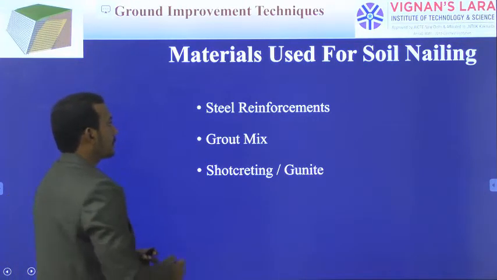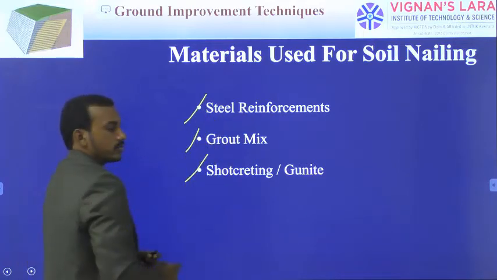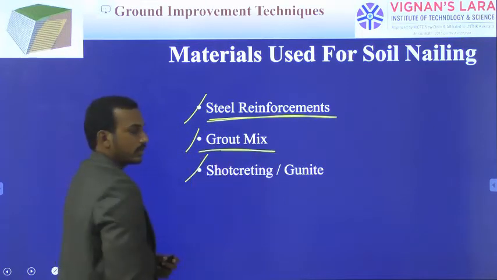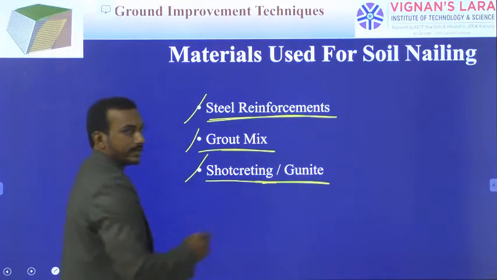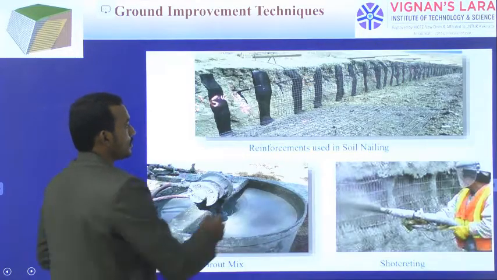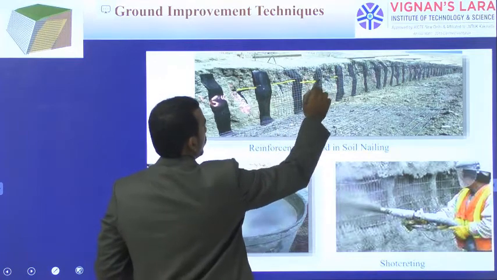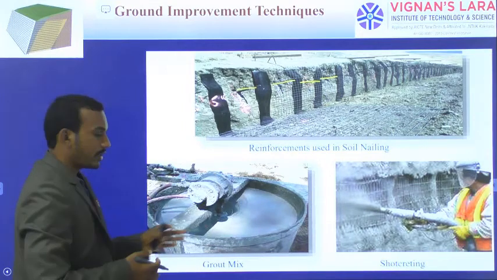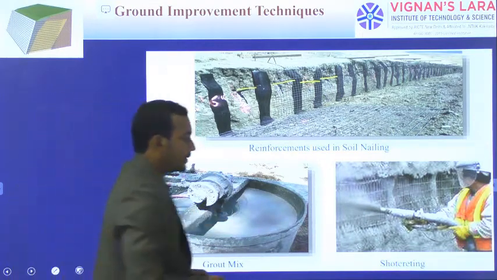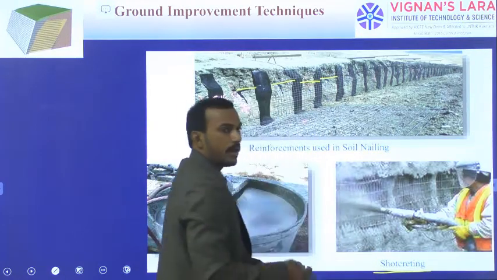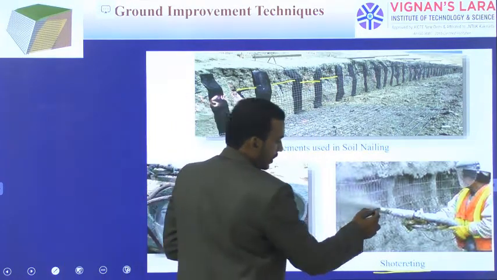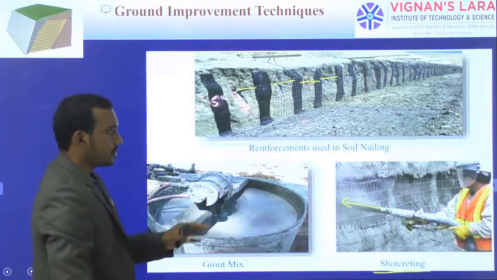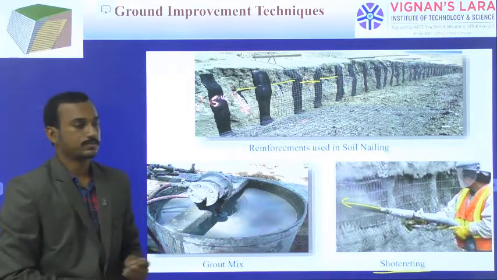The next one is, what are the materials used for soil nailing? We generally use three materials. The first one is steel reinforcement, then grouting, then shotcreting or gunite. Okay, see, these are the steel bars. We are inserting them into the soil. Then this is a grout mix. That means we are going to apply the mortar with pressure, right? So this is the mortar mix. Then shotcreting. Shotcreting is also application of mortar with pressure. See, here with high pressure we are applying the mortar to the slope. Okay, so these are the various materials used for soil nails.